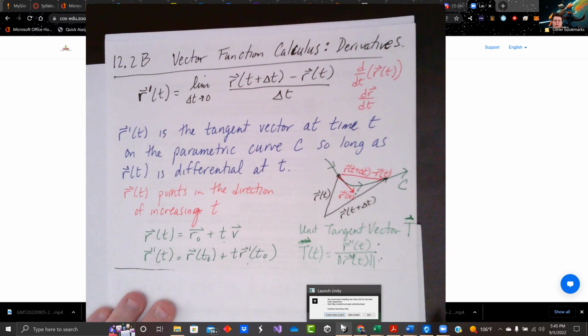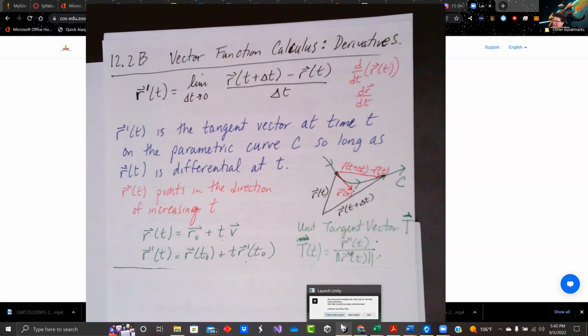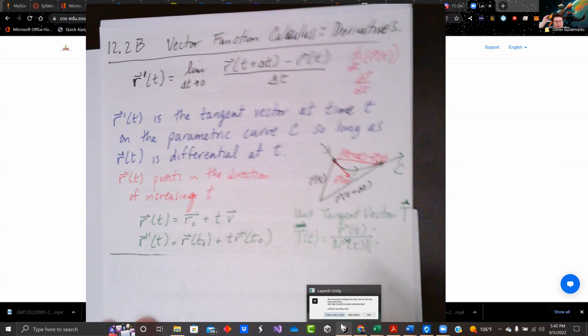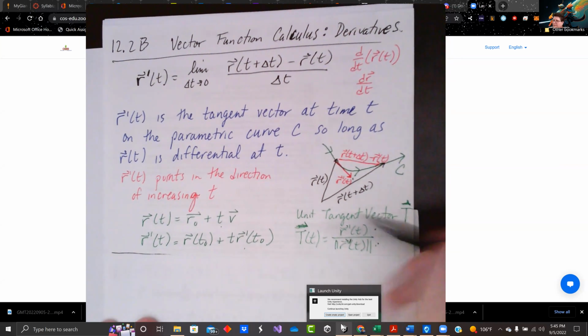We are going to use something called the unit tangent vector, capital T of t. The unit vector is the same way we've been doing unit vectors all along. We take the vector r prime of t, and we divide by its magnitude.